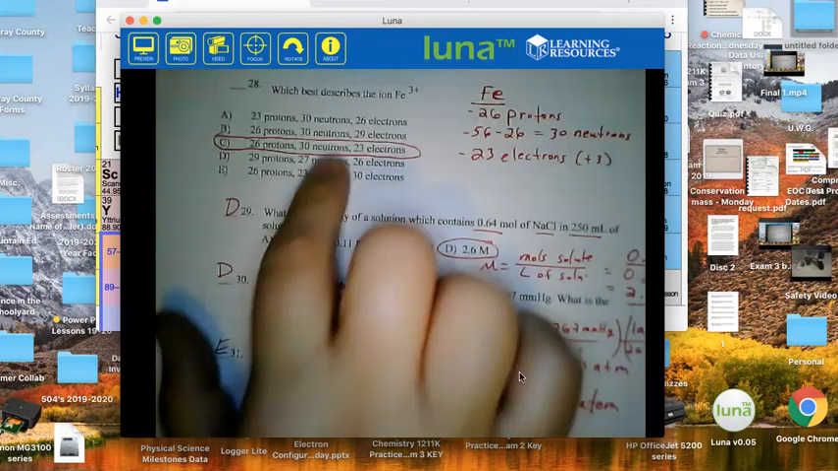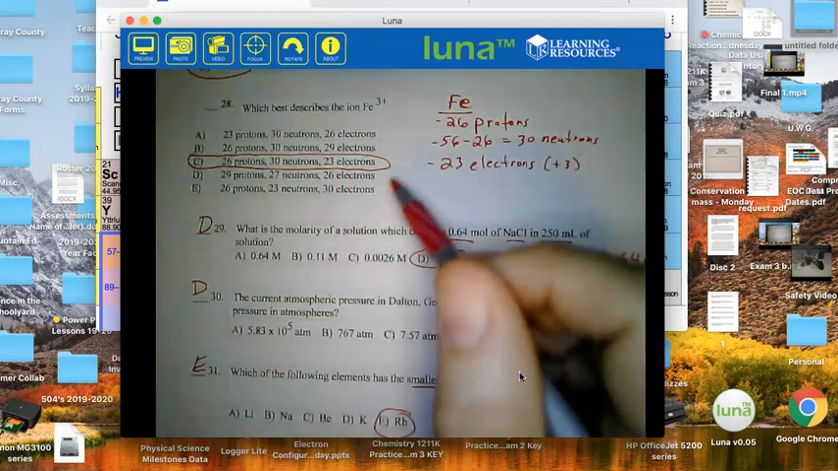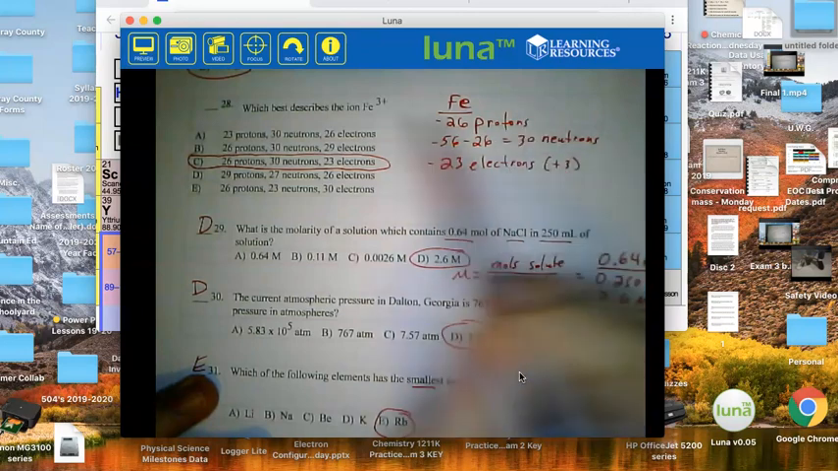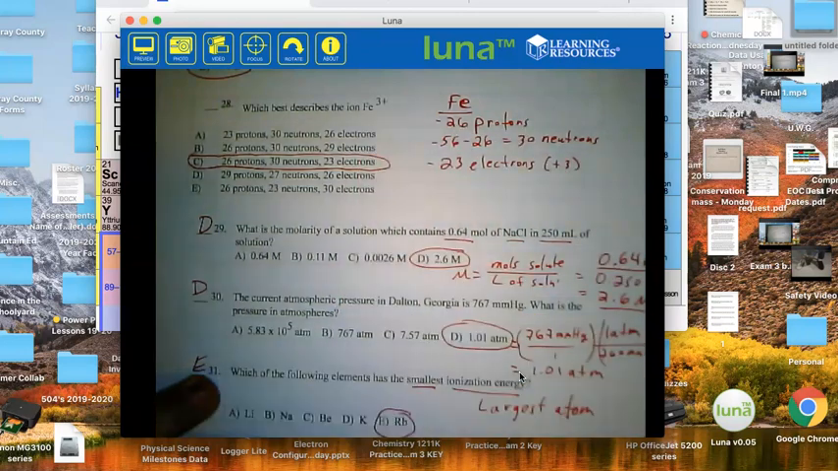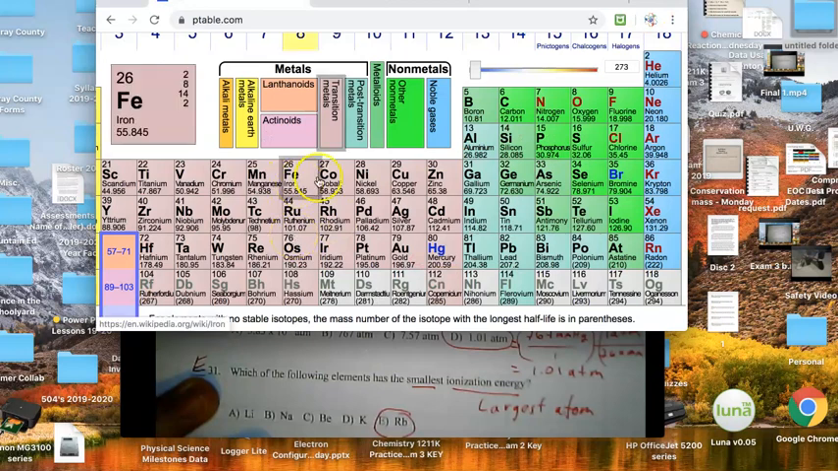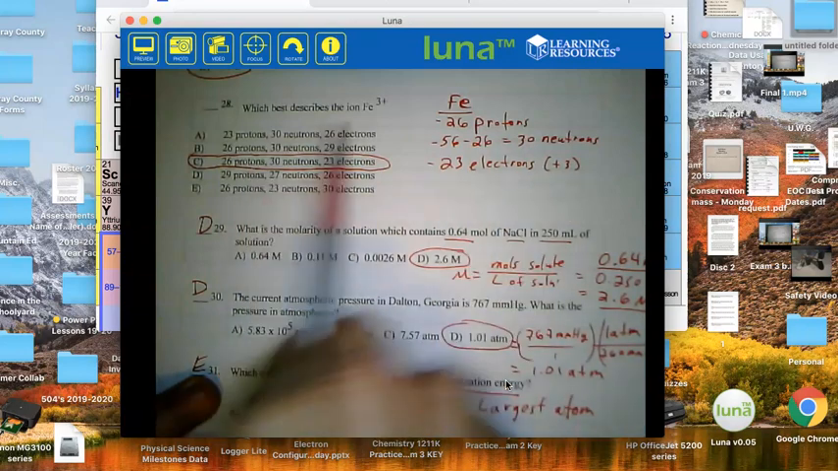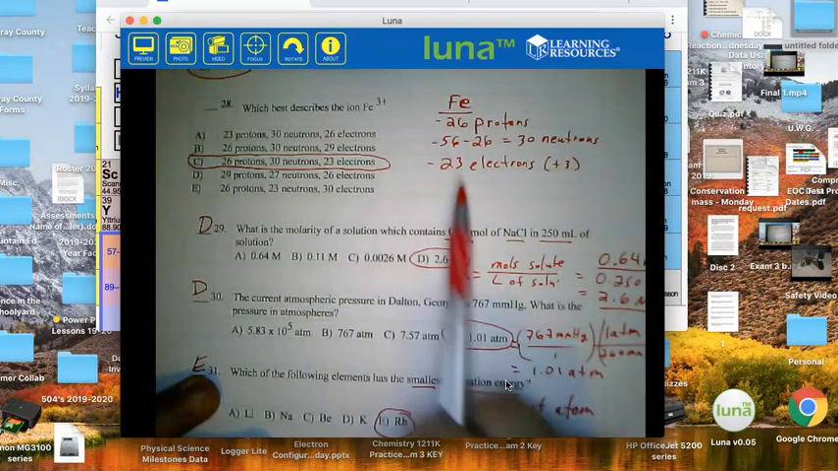All right, number 28. Which best describes the ion Fe3+, so iron plus 3. If you look it up on the periodic table, it has 26 protons, atomic number 26. And so it's going to have 26 protons. It has a plus 3 charge, so it lost 3 electrons, right? So that means it doesn't have 26 electrons, it only has 23.